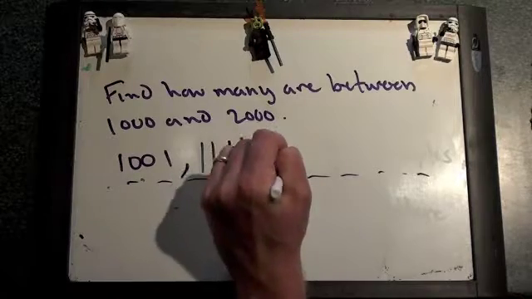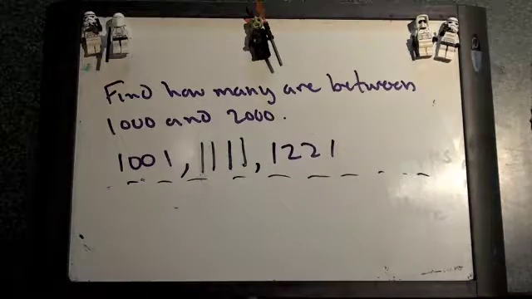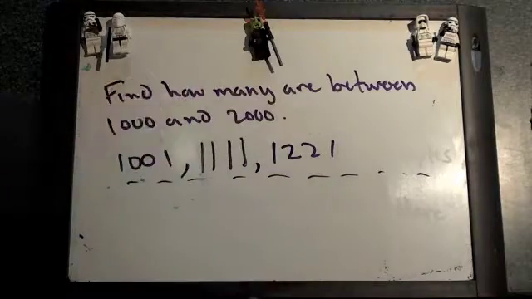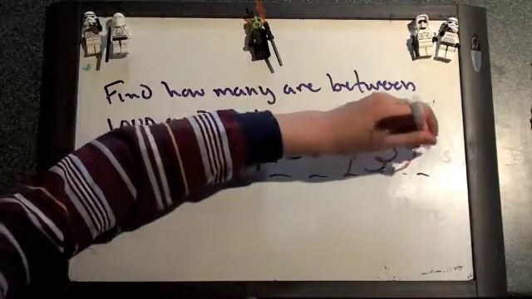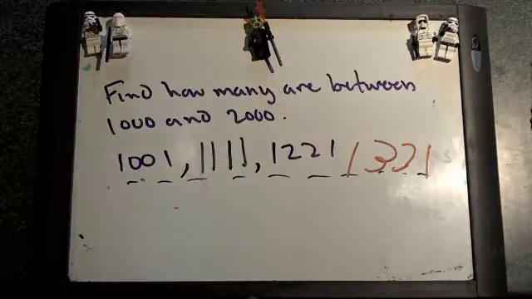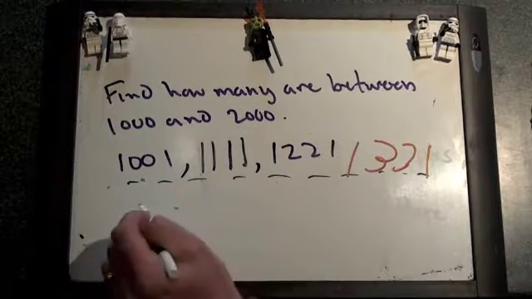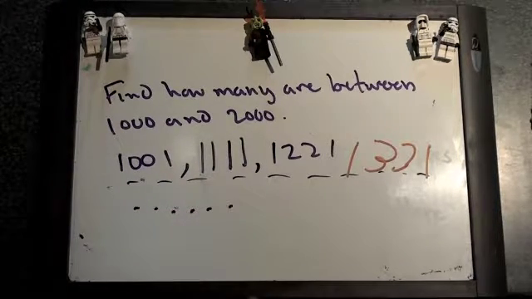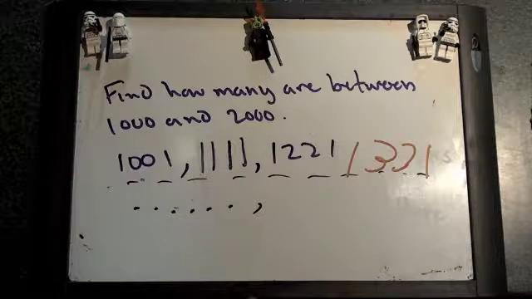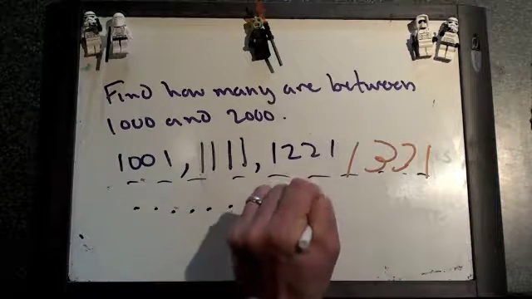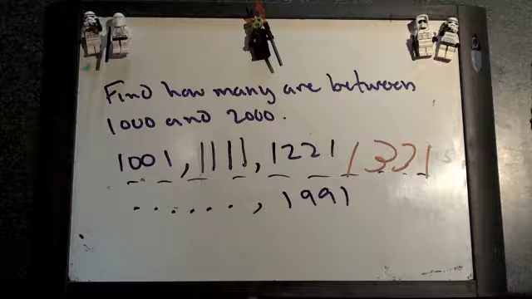1,221. Okay, 1,221. Do you see a pattern yet? And then it's going to be 1,331. 1, 3, 3, 1. Okay, awesome. And we'll go dot, dot, dot up to, what will the last one be between 1,000 and 2,000? 1,991. Okay, that's really good.